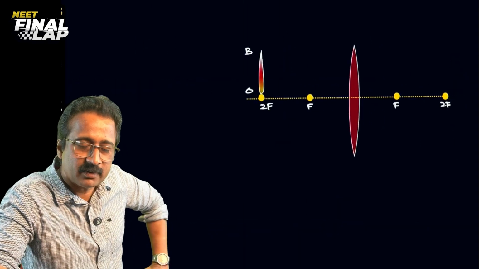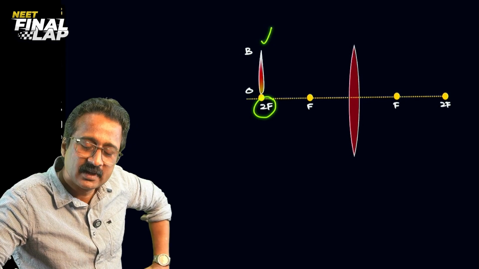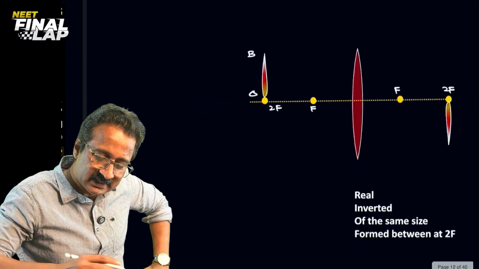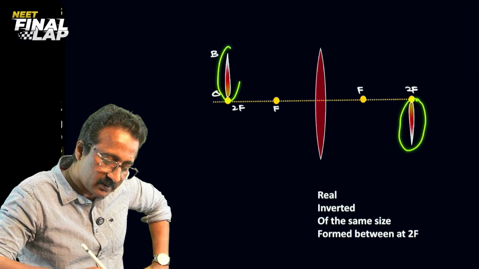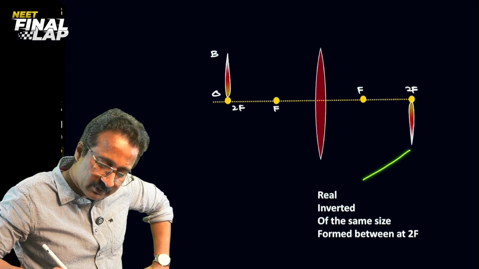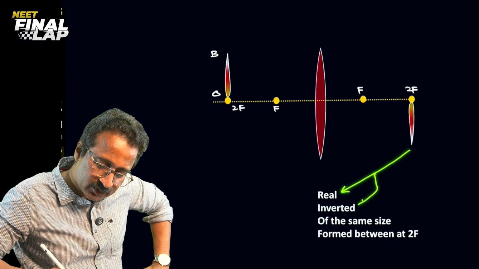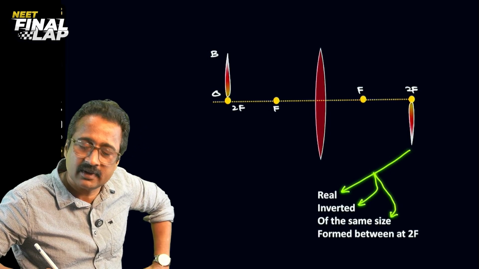Here is another important position. This time I'm keeping the object exactly at 2F. When you keep the object at 2F, you will see that the image also is produced at the same 2F. If this is the object, this is the image. Okay, what's the nature of that image? It is real. Yes, it continues to be inverted. Size-wise, you will see that it is having the same size as the object.